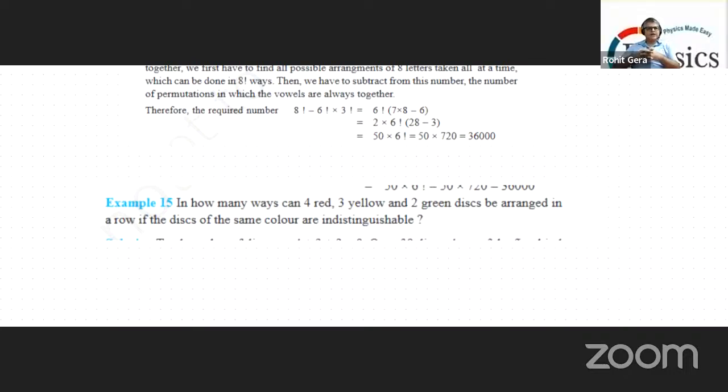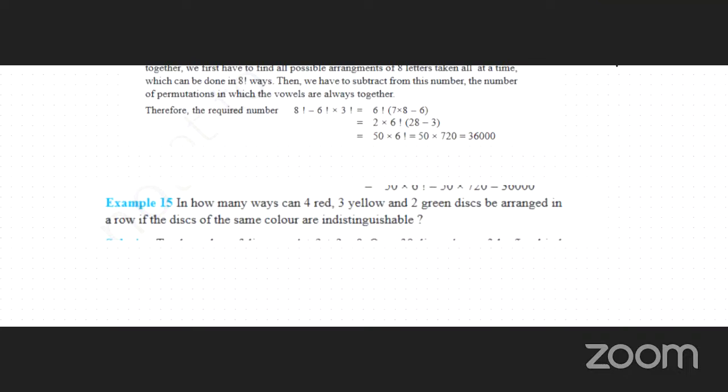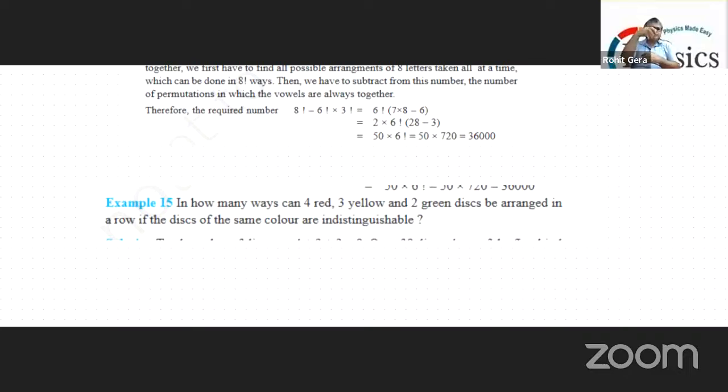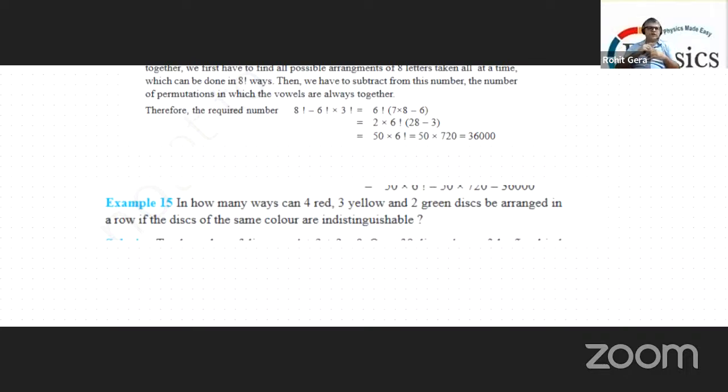But since they did not say how many places are needed for the flags, we can say 4 factorial plus 3 factorial plus 2 factorial. What is 4 factorial? Red balls, flag, disc, whatever it is. These 4 red balls can only be arranged in one way because they're indistinguishable, the same color. If you keep ball number 1, 2, 3, 4 or 4, 3, 2, 1, the red remains red. If you keep 4 red balls in any way, it is only one arrangement.